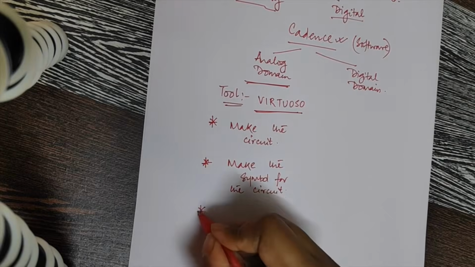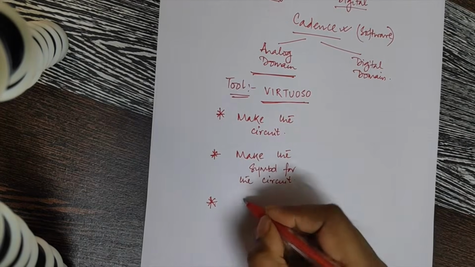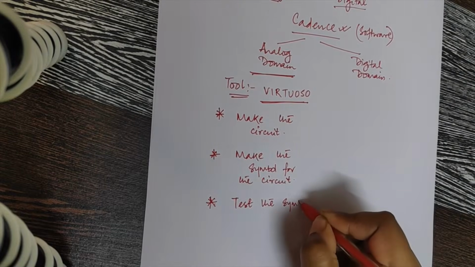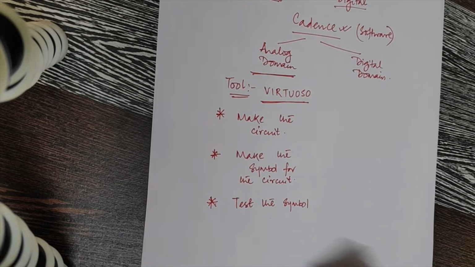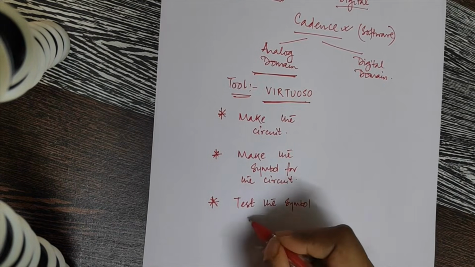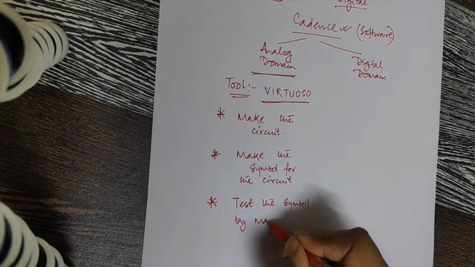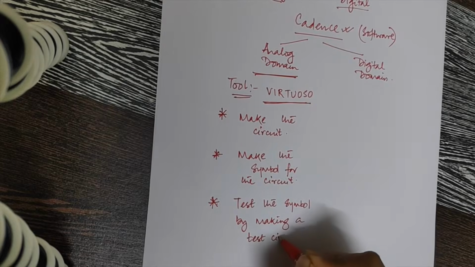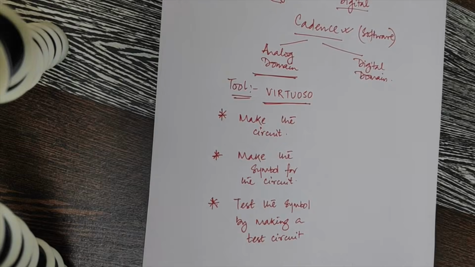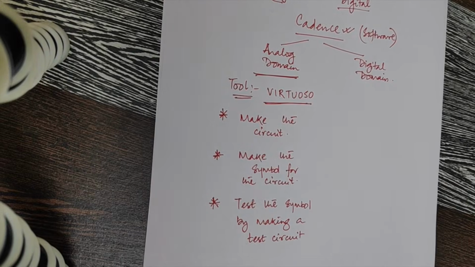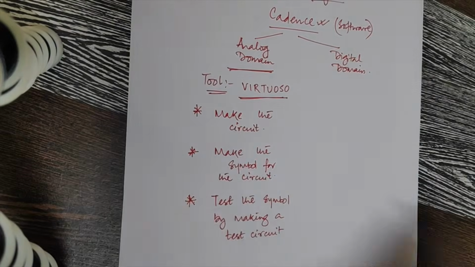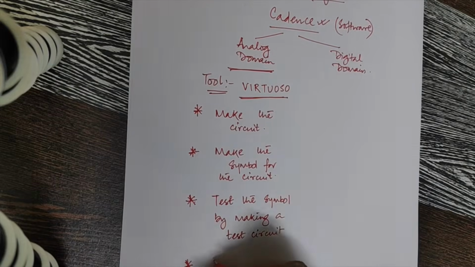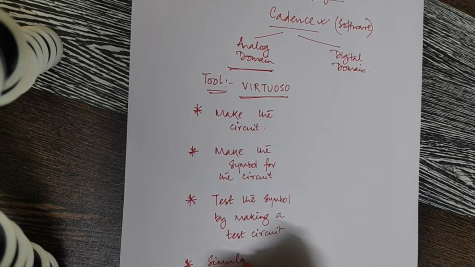In the third step, you are going to test the symbol by making a test circuit. Understood? After these three, you will be doing simulation.